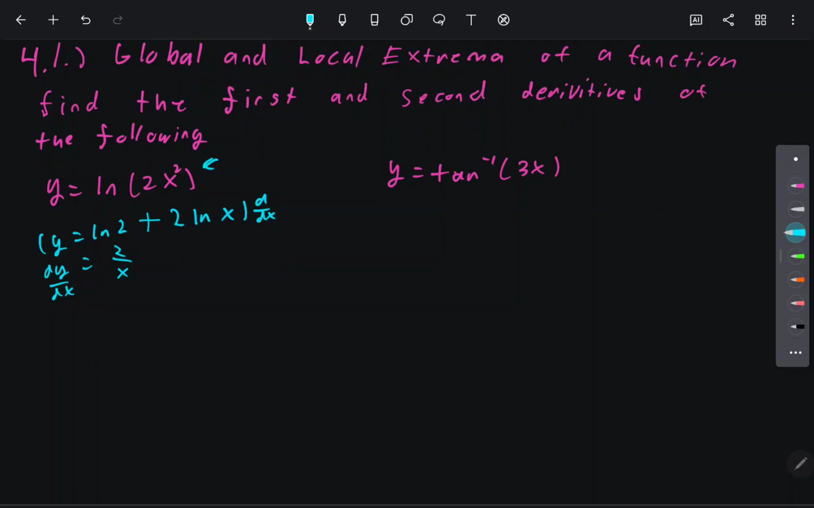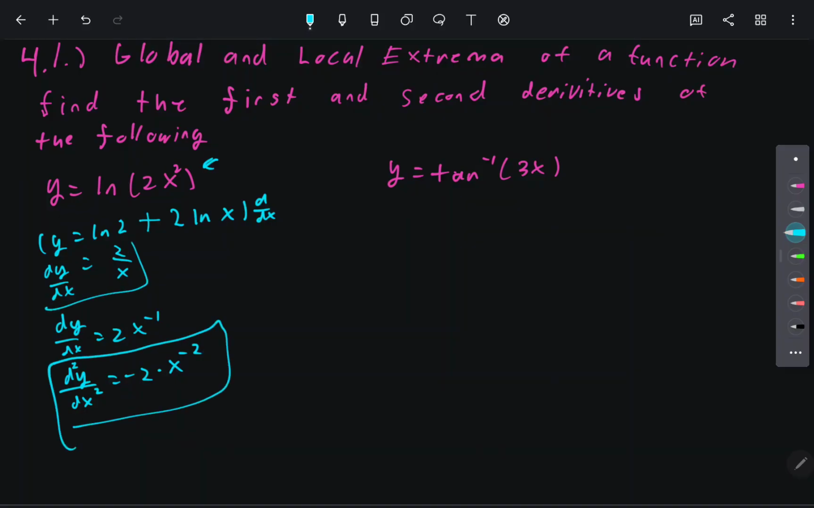We also want to find the second derivative. We know dy/dx is really just 2 times x to the negative 1. So then the second derivative of y with respect to x is equal to negative 2 times x to the power of negative 2, just using the power rule. And that, my friends, is our answer. Now on to tangent inverse of 3x.